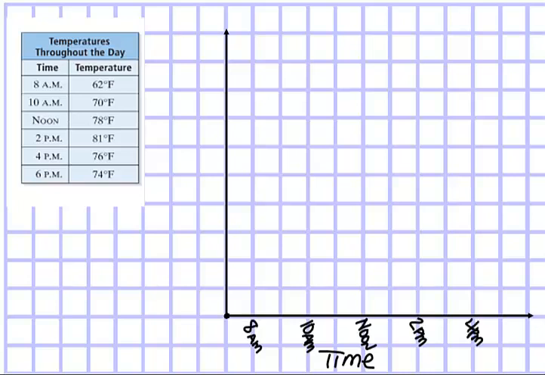4 p.m. and then 6 p.m. So now I look to do the scale. I know I must start at 0, and my highest temperature is 81 degrees Fahrenheit. So I think going up by 10s would be perfect. Usually you want between 8 and 12 intervals. Not too big, not too small.